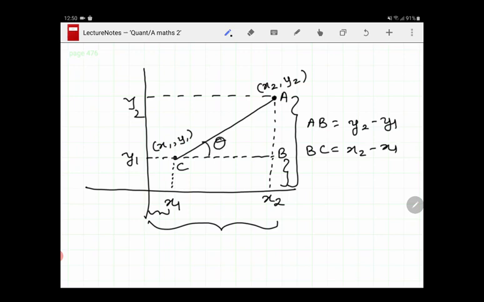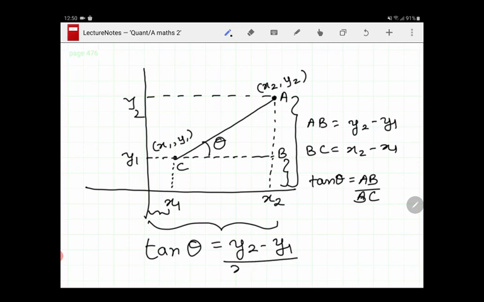Also, if this is the angle theta, then tan theta is opposite upon adjacent, AB upon BC. So we get tan theta is equal to y2 minus y1 upon x2 minus x1. The value of tan theta, where theta is the angle that the line makes with the x-axis, is given by the formula y2 minus y1 upon x2 minus x1.